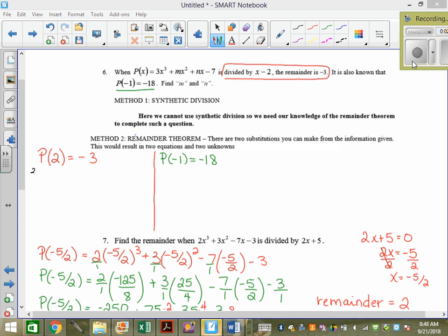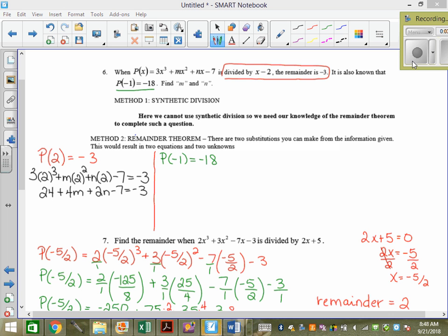So we're going to get 3 times 2 cubed plus m times 2 squared plus n times 2 minus 7 equals negative 3. 2 cubed is 8 times 3 is 24, plus 2 squared times m is 4m, plus 2n minus 7 equals negative 3. And then what we want to do is we want to get mn equals number. So we're getting an actual linear statement like we did in grade 10.